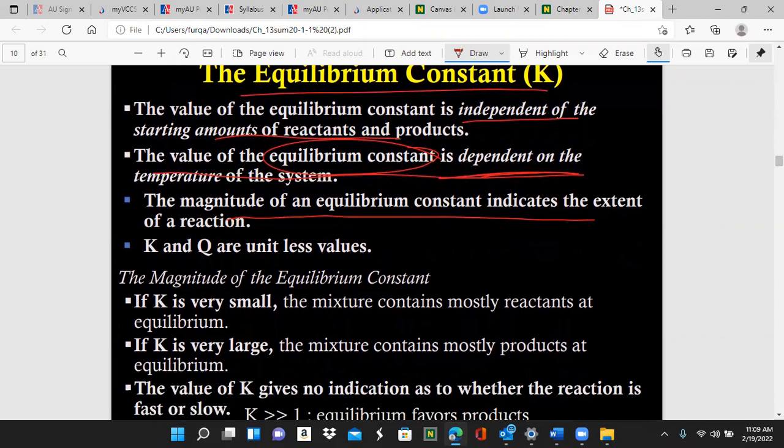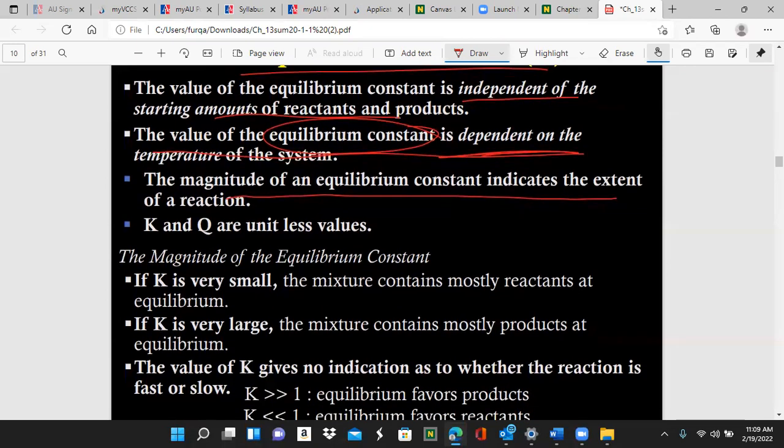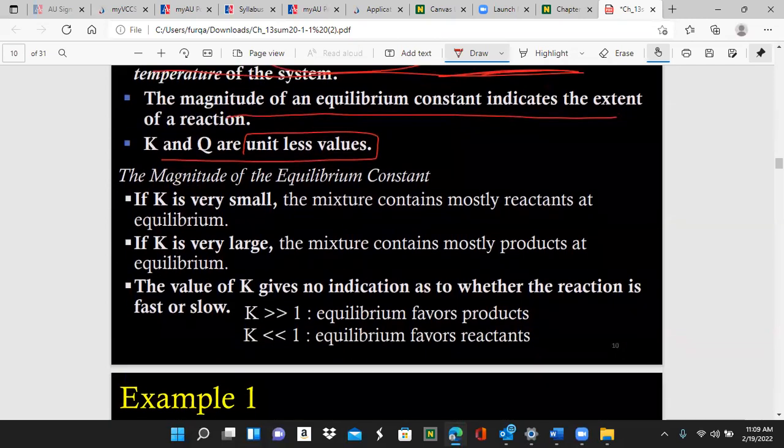The magnitude of an equilibrium constant indicates the extent of the reaction, where it lies at one point in the chemical reaction, where you are calculating. You got the concentrations from there, and you are calculating the Q. It might turn out to be K. So K and Q are unitless values. Even if you see, when you're doing the calculation, there's a unit left, then you're supposed to drop it, because K, or Q, never takes a unit with it.